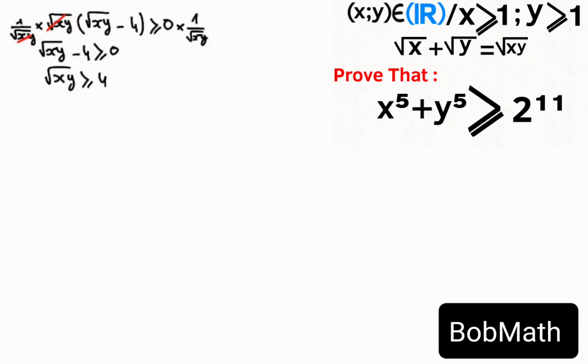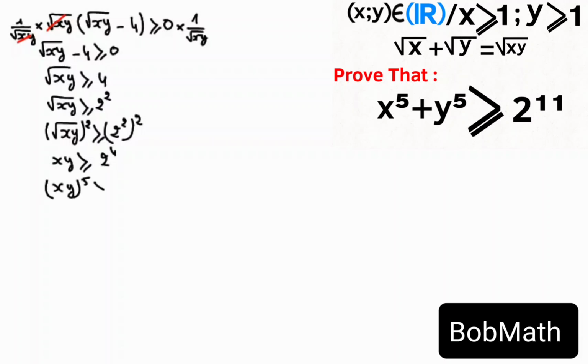Now we add square to both sides of this inequality. So square root of xy all squared is greater than or equal to 4 all squared, and therefore xy is greater than or equal to 2 power 4. Therefore xy all power 5 is greater than or equal to 2 power 4 all power 5, and therefore x power 5 times y power 5 is greater than or equal to 2 power 20. We call this inequality alpha.